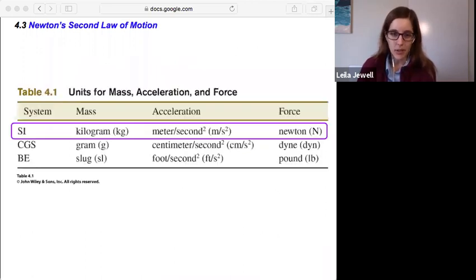All right, so thinking about units, this is following the SI units, where mass is in kilograms, acceleration is in meters per second squared, and the force is in newtons. The CGS system works in dynes, or the British empirical, I think, is in pounds, feet per second squared. So that's just some contrast, but we will be sticking with SI here, so no need to worry about that.